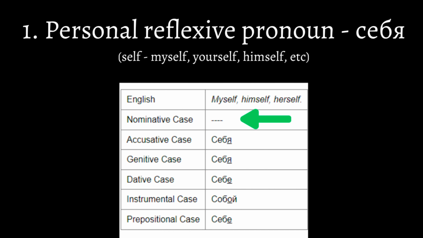In the nominative, there is no modification, and therefore no pronoun. In the accusative and genitive, себя stays себя. In the dative and prepositional, себя changes to себе, and in the instrumental, it's собой.